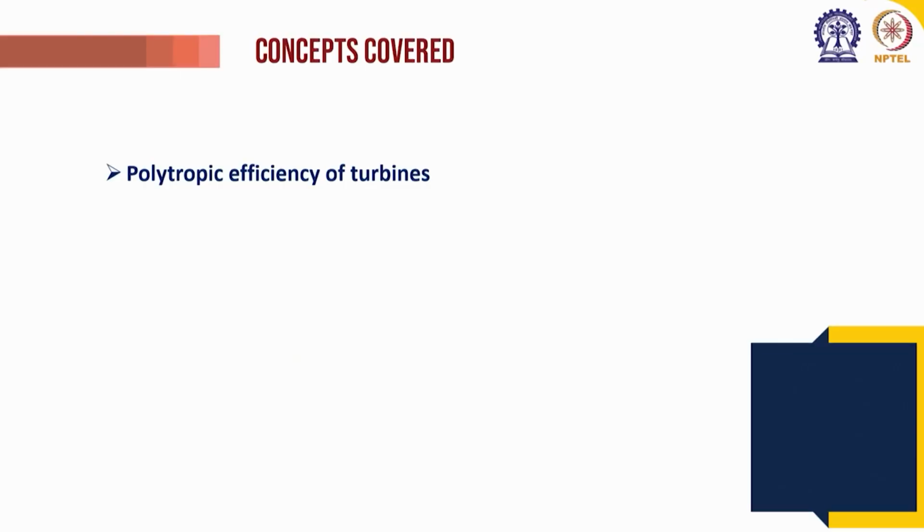In the previous class, we have seen how the polytropic efficiency for a compressor is defined and how it is used for analysis. Today, we will see how the polytropic efficiency of a turbine is defined and then what is its role in doing the calculations or analysis.